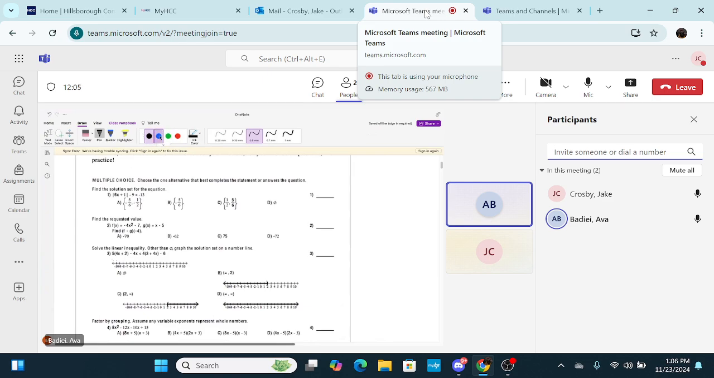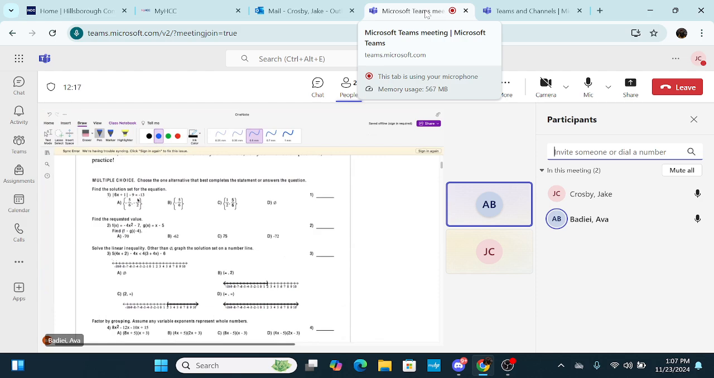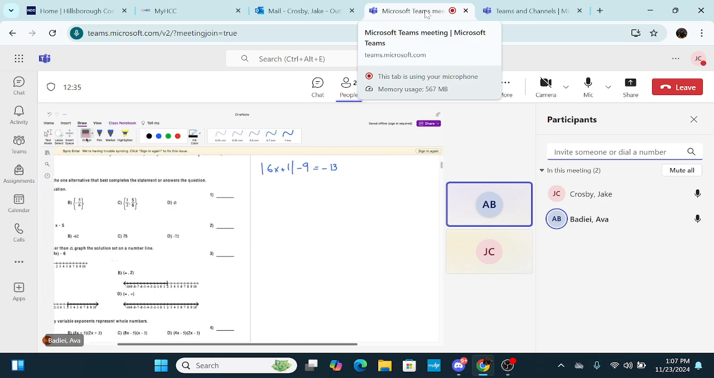Okay, so first things first, do you recognize what these two lines mean? Absolute value. That's it. Those are the absolute value. So when it comes to absolute value problems, this is how it's going to go. I'm going to write down the absolute value of 6x plus 1 minus 9 is equal to negative 13. Do you know how you can solve this equation? You first add 9. That's it.